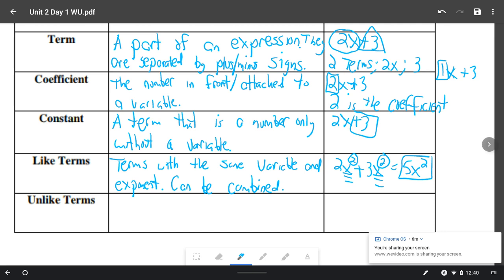And then we have unlike terms. And these are terms that either have different variables or different exponents.